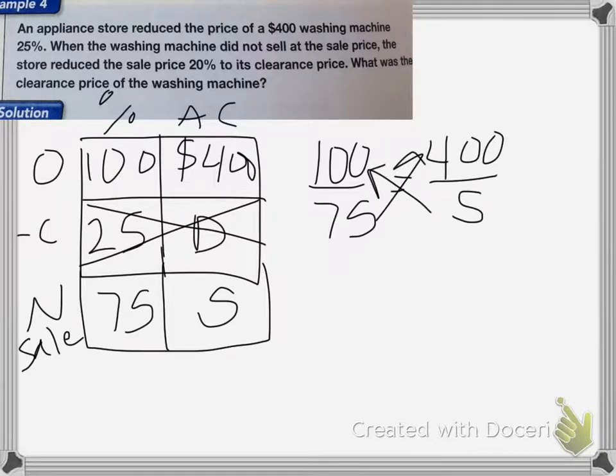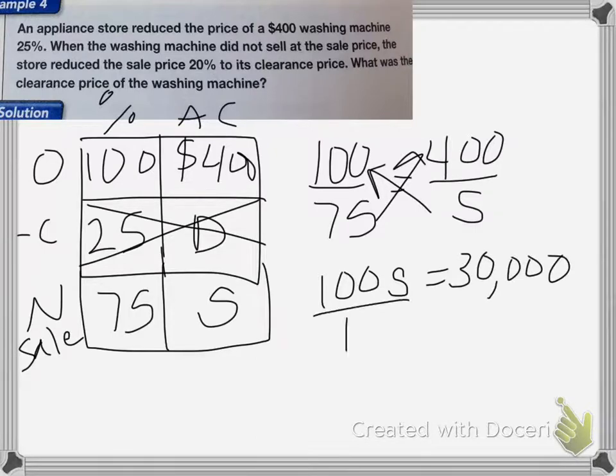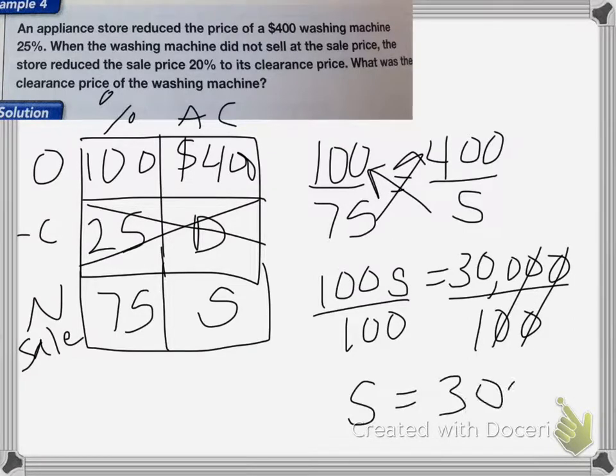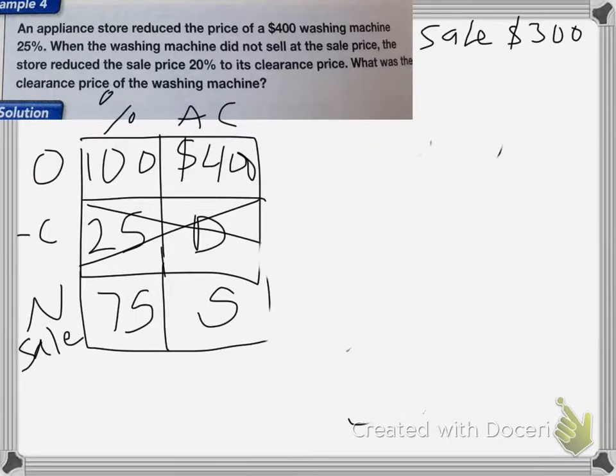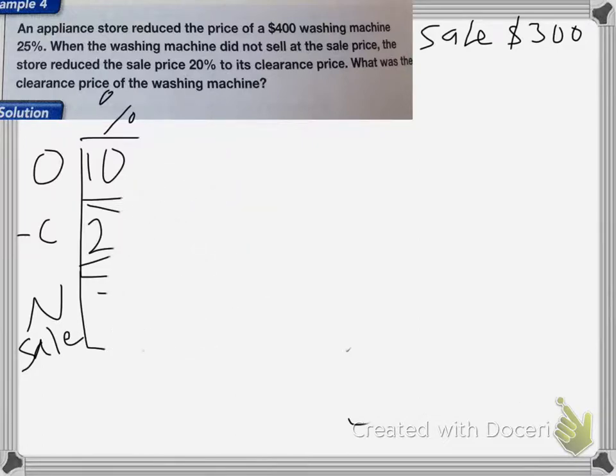We end up with 100 times the sale price equals 300,000. Divide both sides by 100. Okay, the zeros cancel. So the sale price is $300. Okay, so our sale price is $300. Now we take that information and find our clearance price by drawing another ratio box.